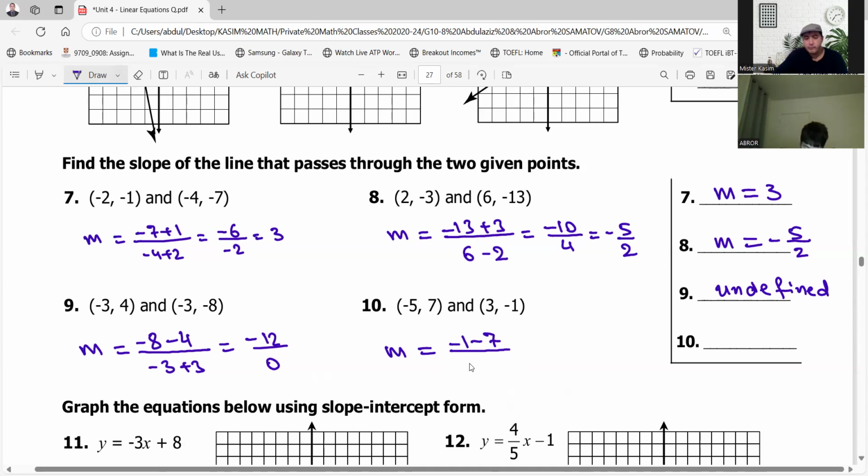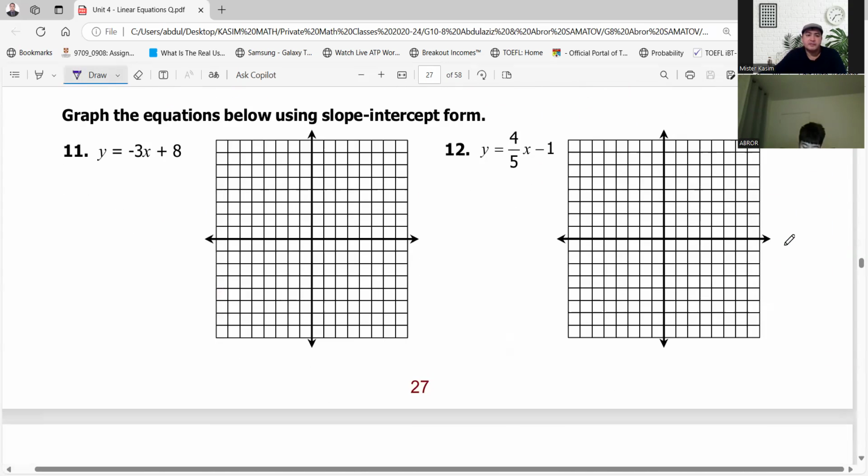3 plus 5. Okay, so what is -1 plus 7? Minus 7? -8. -8 divided by 8 equals -1. Because -8 over +8. So the slope of this line is -1. Okay, all right. Read the question.